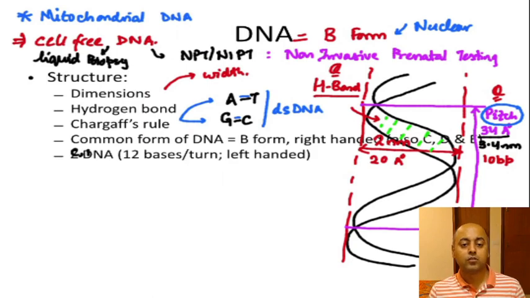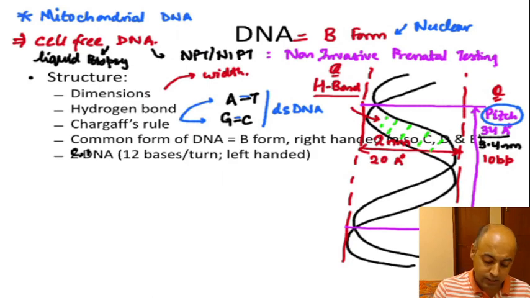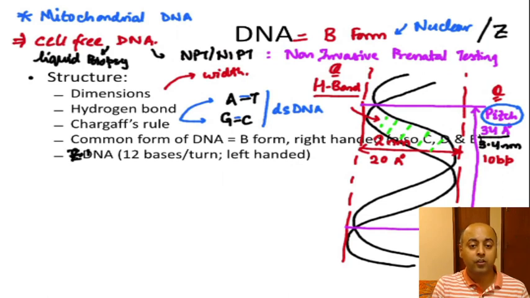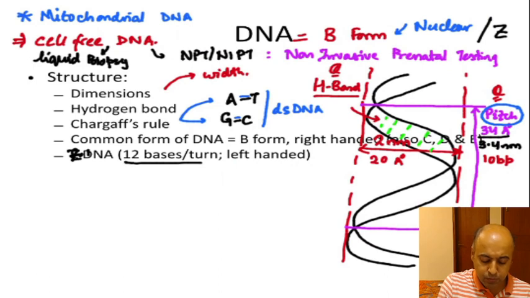Okay, so the Z form of DNA is the second most common form of DNA. In the Z form of DNA, we have 12 bases per turn. The B form is described as right-handed, it has the helical structure, whereas the Z DNA is said to be left-handed.